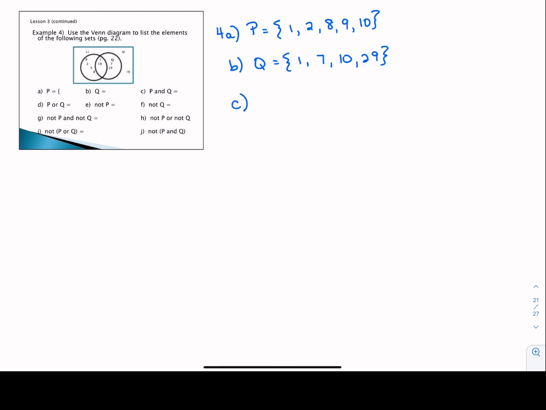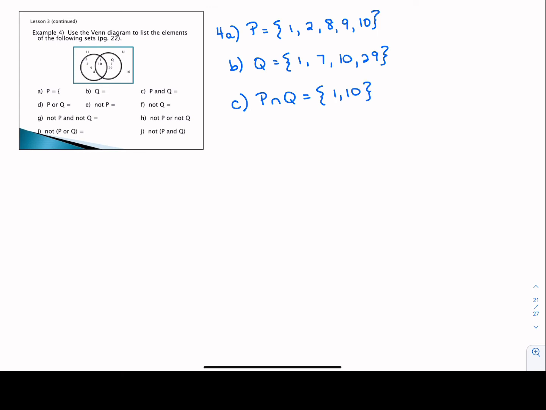Part C says find P and Q. So to write that in a different way, remember that's an intersection. So if I wanted to find P and Q, or the intersection between those two, you could look at the way we wrote out the sets and find anything in common, or you can look at the diagram. What we recognize is that 1 and 10 are shared by both sets. So you could check that both ways. So P and Q includes 1 and 10.